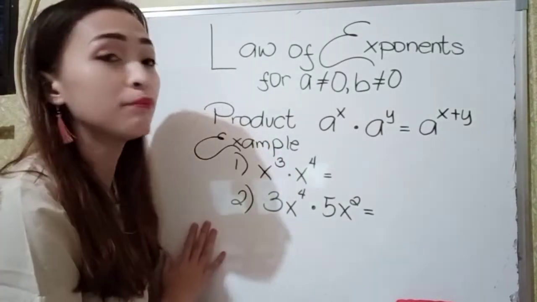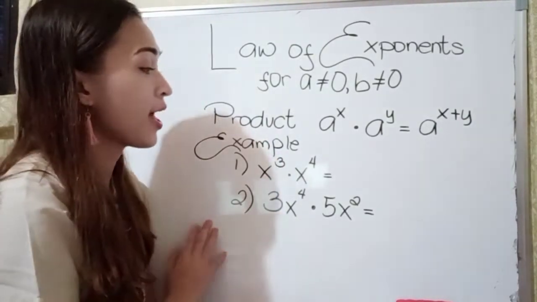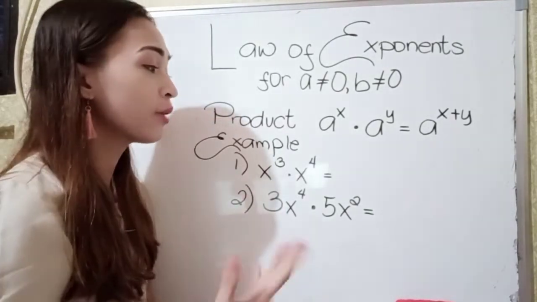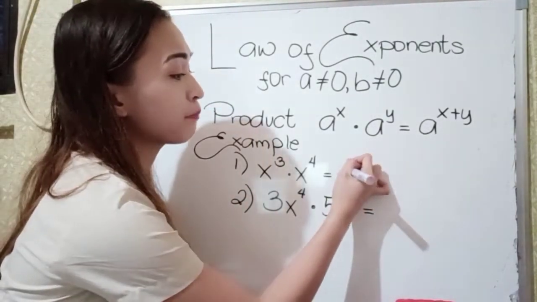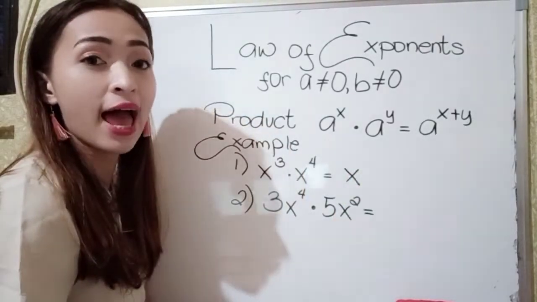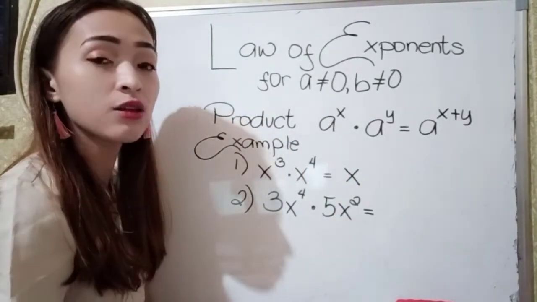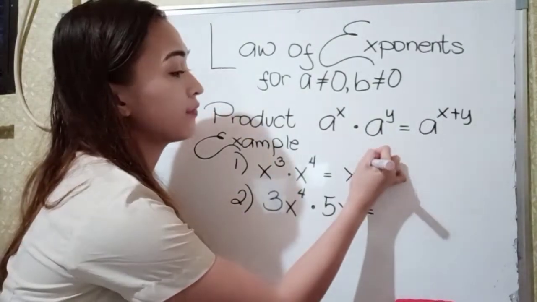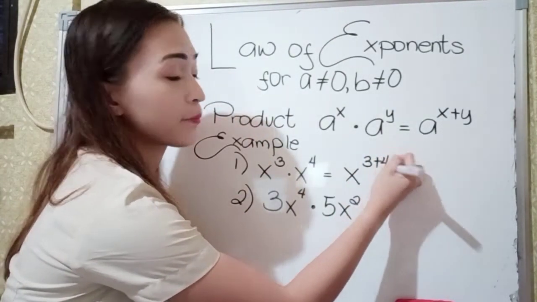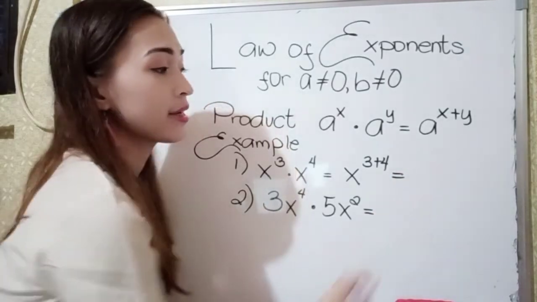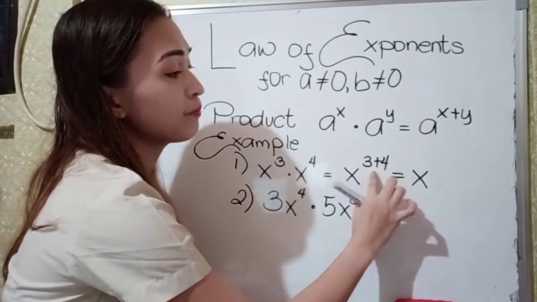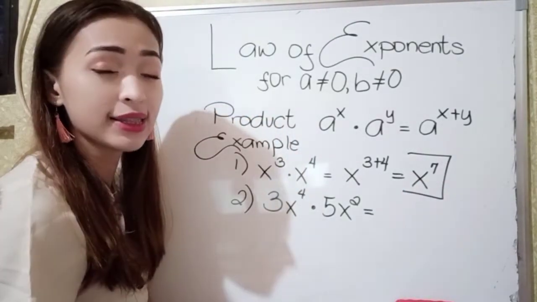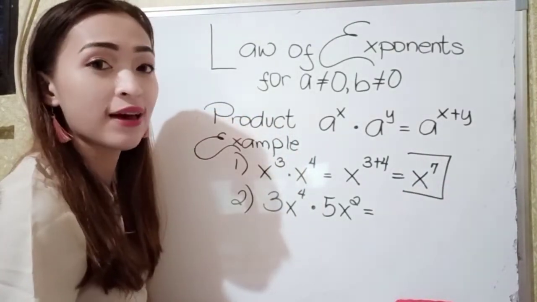So for example, in number 1, we have x cubed times x to the 4th power. What we're going to do is just copy the base x, and then we just add the exponents. So we have 3 plus 4. Our answer is x, and 3 plus 4 is 7. So the answer in number 1 is x raised to 7.